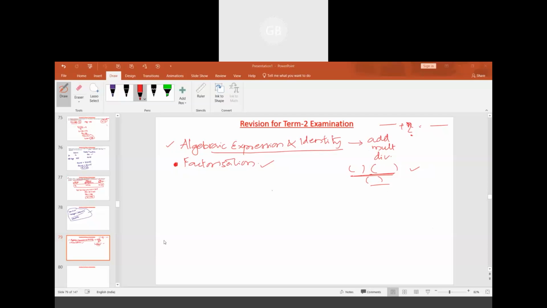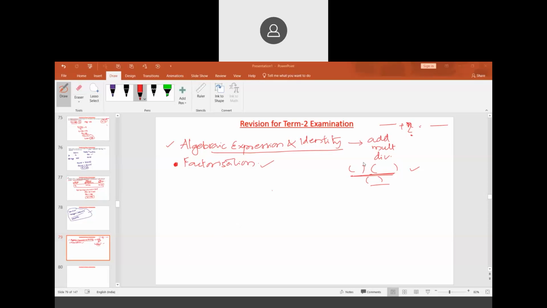Actually, it is a mistake. It is linear equation in one variable. It was my mistake. A typing mistake, I wrote it as two variables. Actually, it is one. Yes, sir. Algebraic expression and factorization both are the same only, sir. So both we can take at the same time, no, sir.